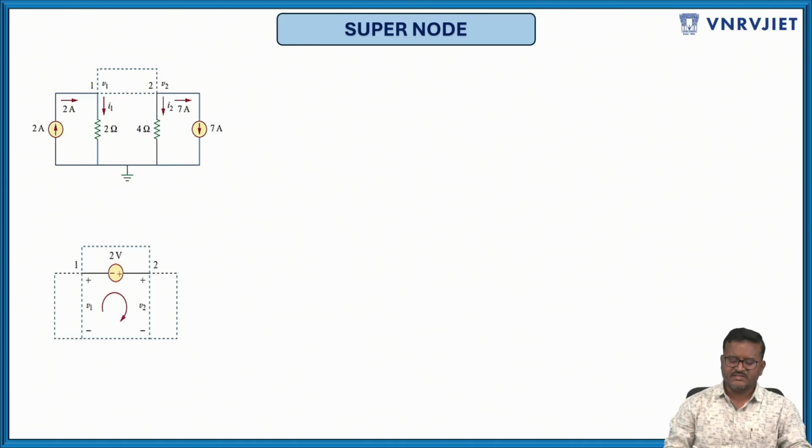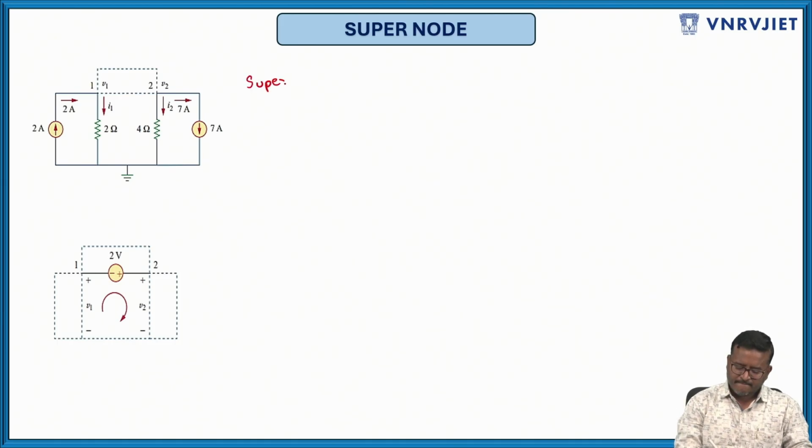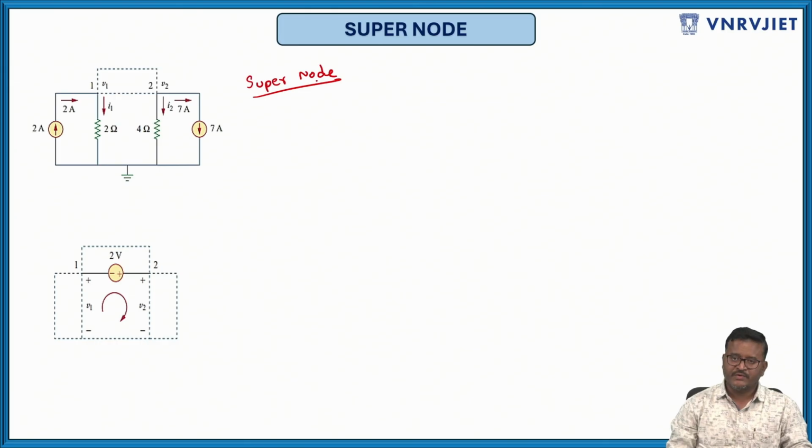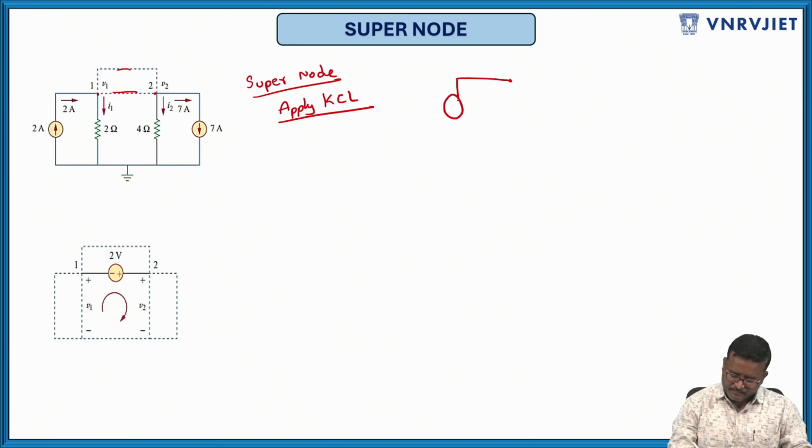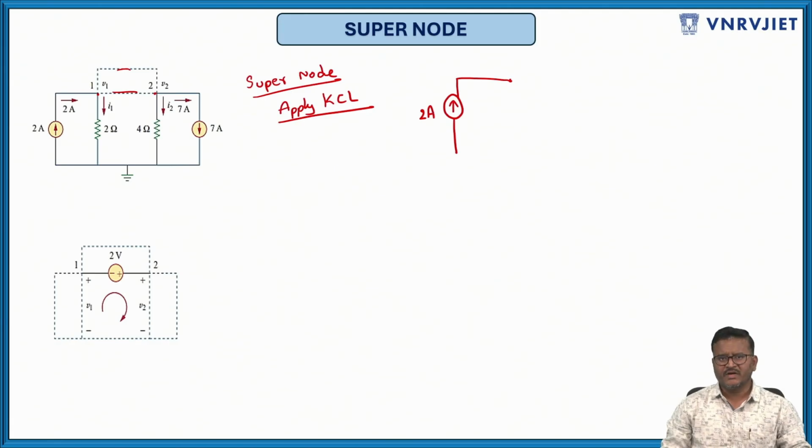Now let us do the analysis. I will consider a supernode. That supernode is formed by enclosing the voltage source in between and any element parallel with it. Now these 2 nodes are the same. So apply KCL now. How does it look? For that supernode, there is a 2 ampere current.